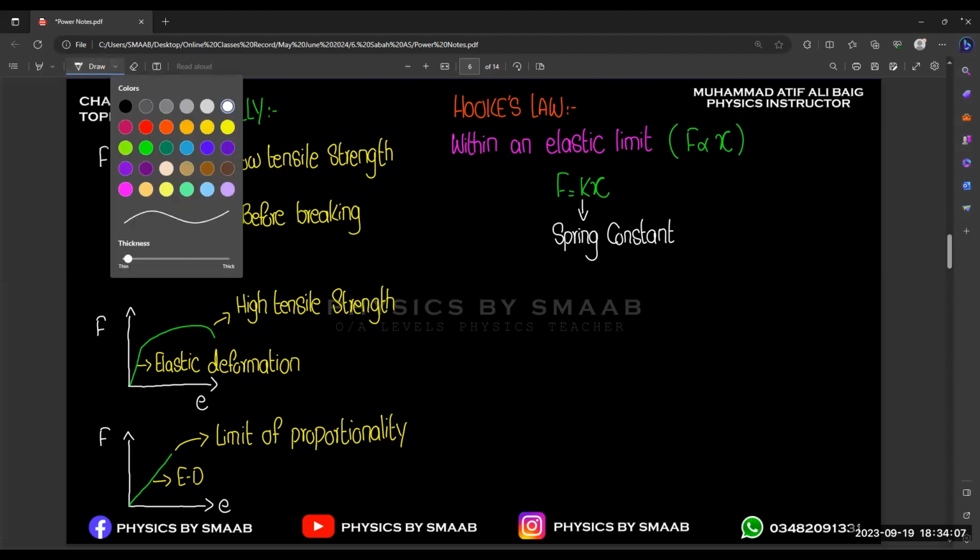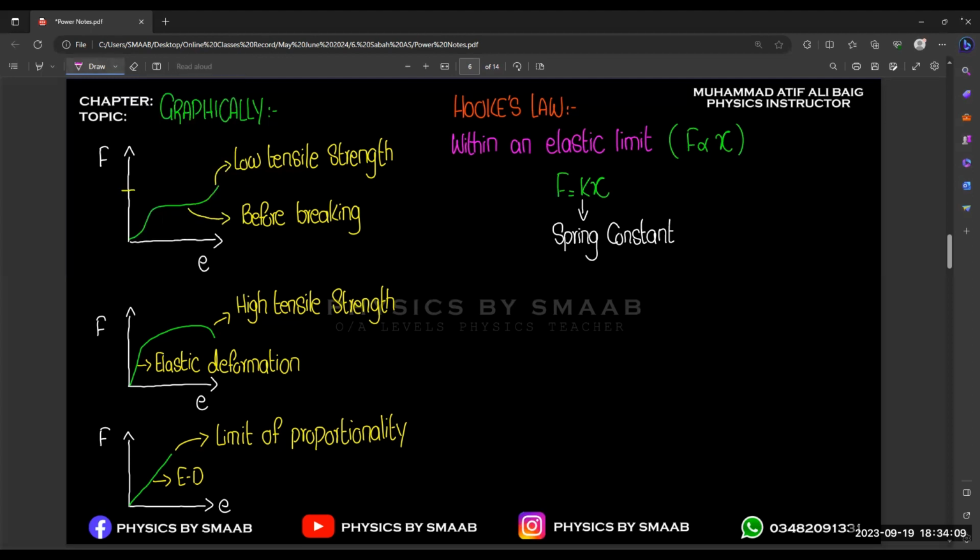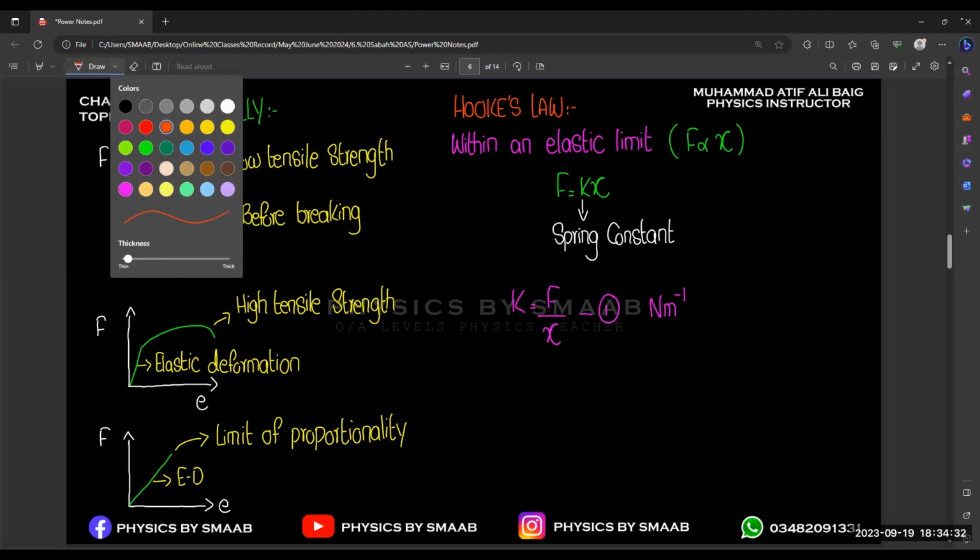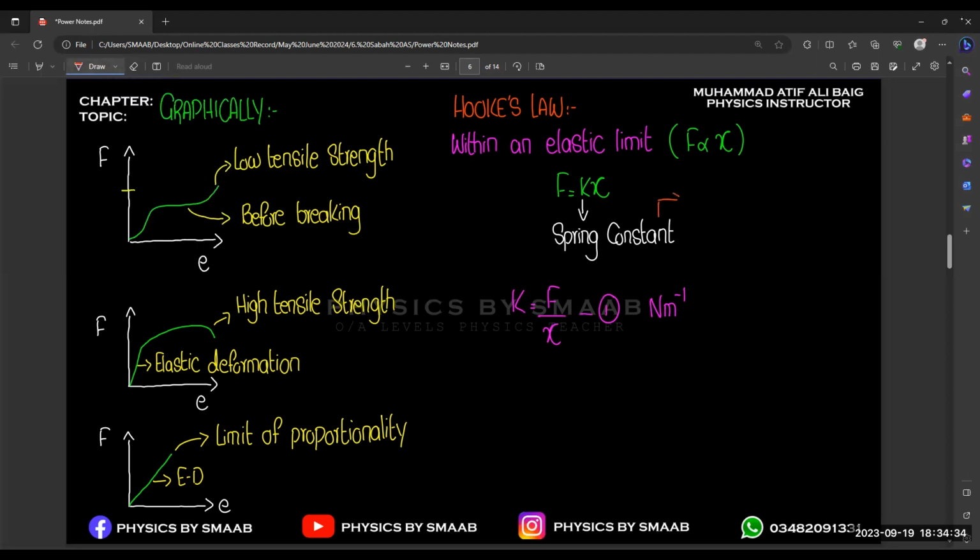And further, the calculation part: if you want to calculate the value of K, that will be F over x. And according to that, your SI unit will be Newton per meter. So the SI unit for the constant will be Newton per meter.